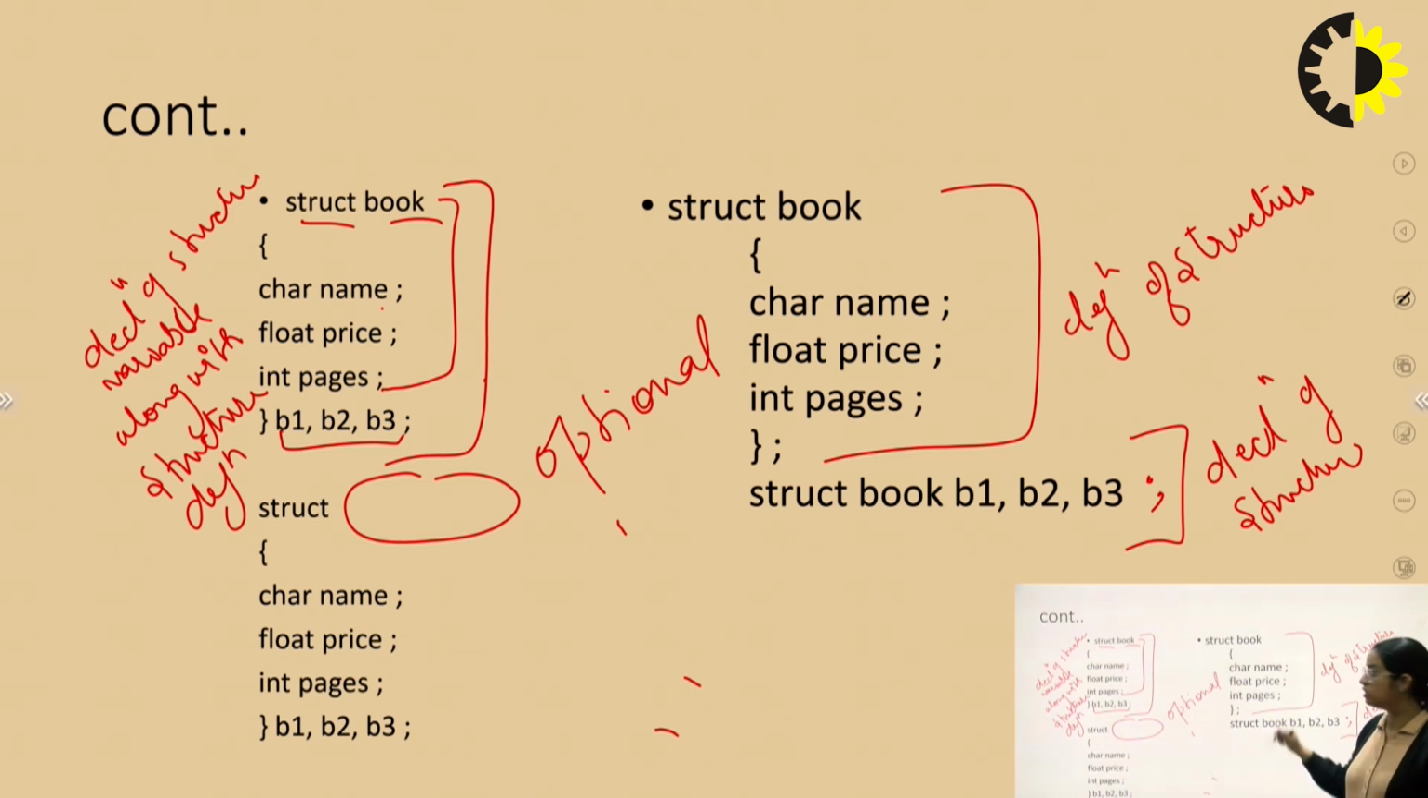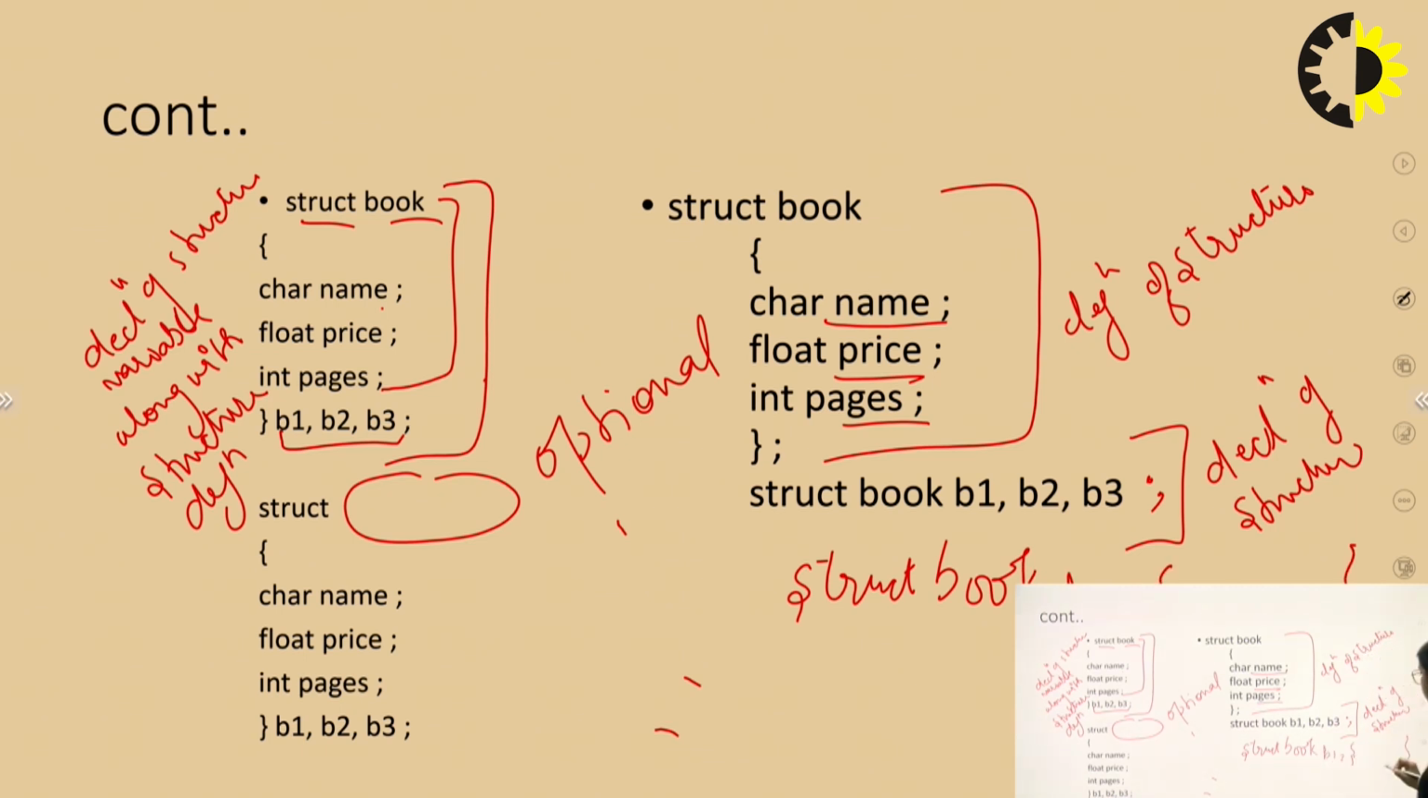In this definition, first we are declaring name, then price, then page. According to this, if you initialize the value, what is important is that you write struct book and I am taking a variable b1. Then how can you initialize? We have to follow the sequence.